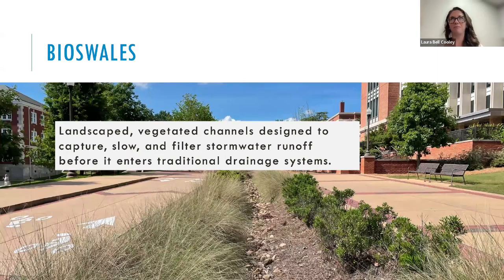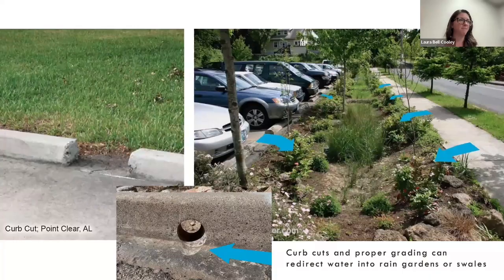So bioswales are similar to rain gardens in some ways. They are landscaped, more designed, vegetated channels that capture and slow stormwater, filtering the runoff before it enters a traditional drainage system. But they are designed to move that water through a landscape, and they're typically a little more hyper designed with a piping system underneath to help move that water across the landscape into a stormwater system. So it combines movement of stormwater, but also vegetation, slowing it down, and filtering that stormwater runoff.